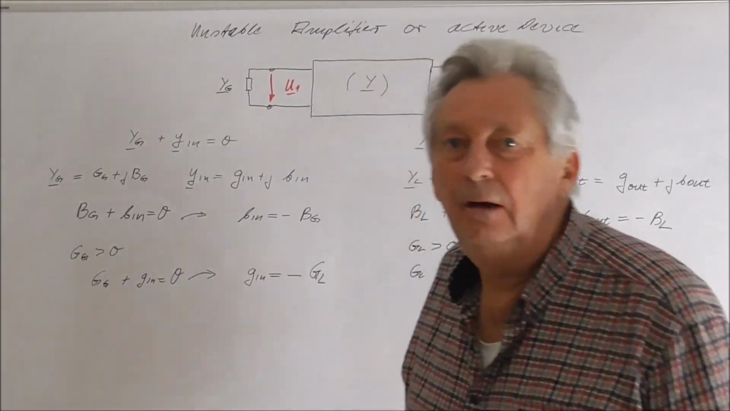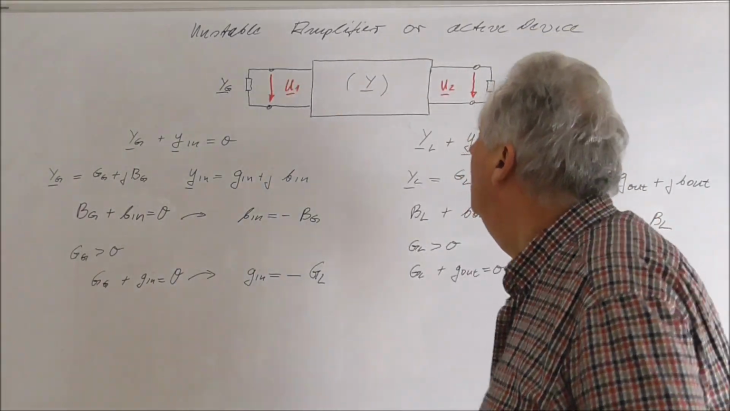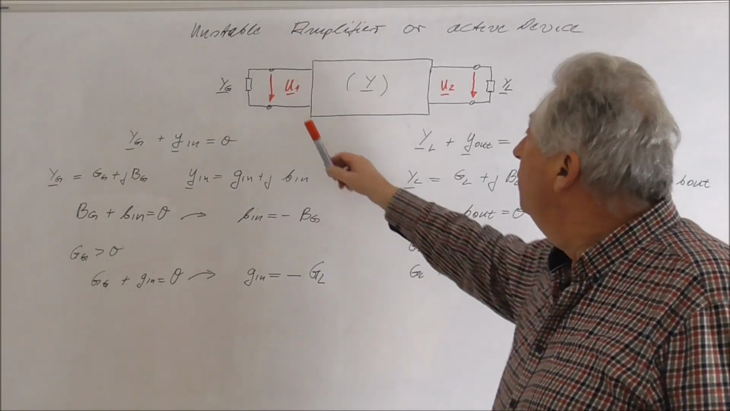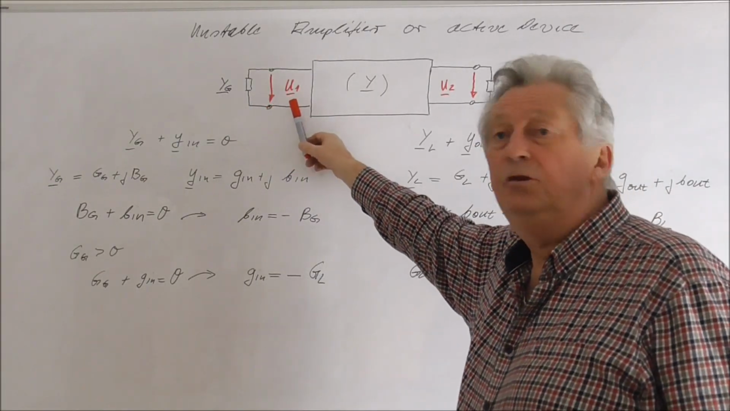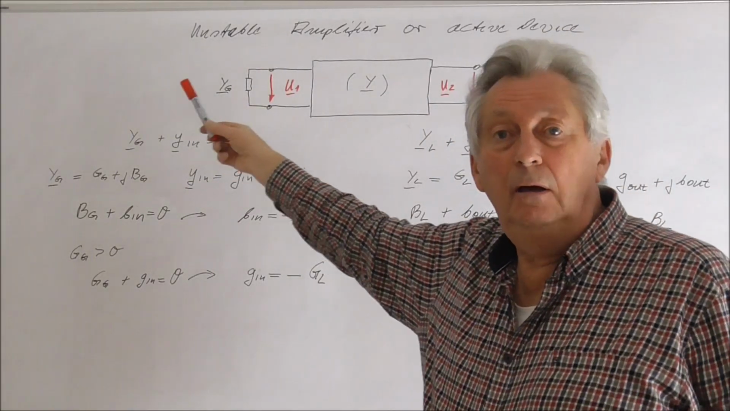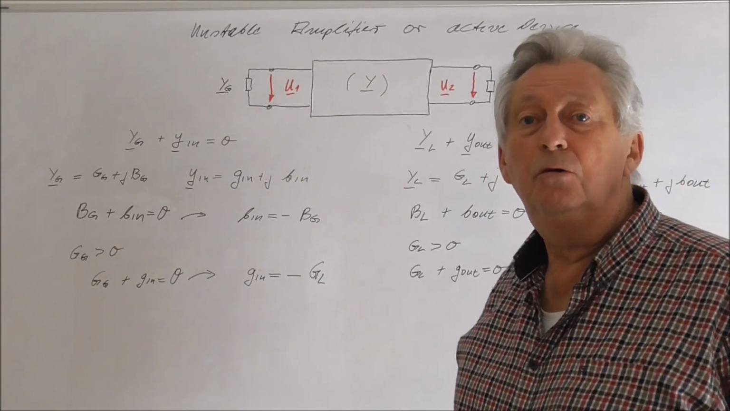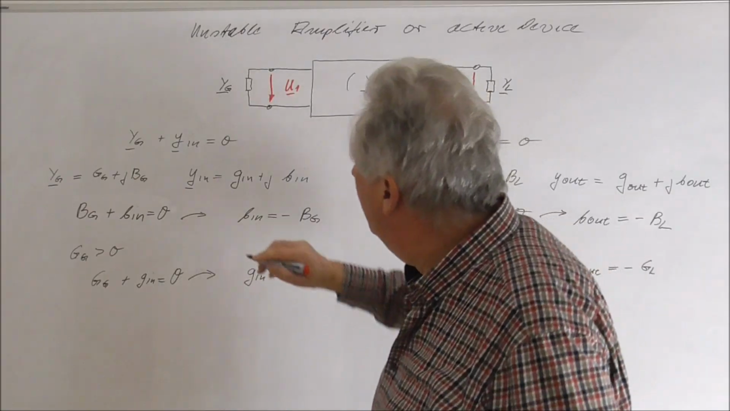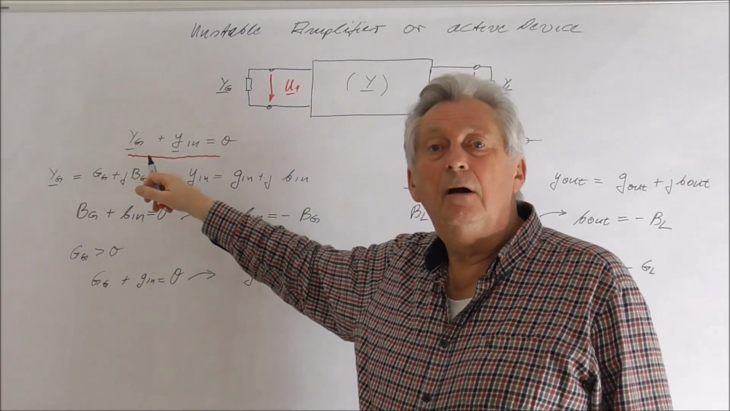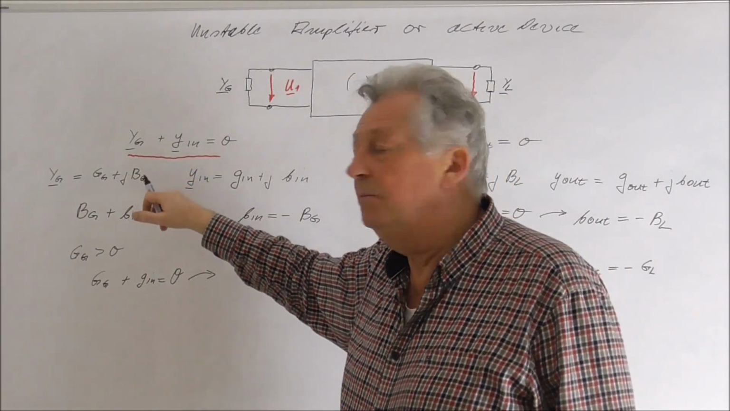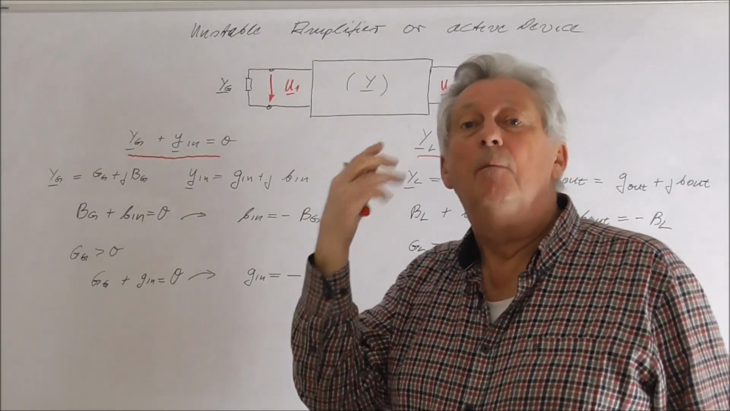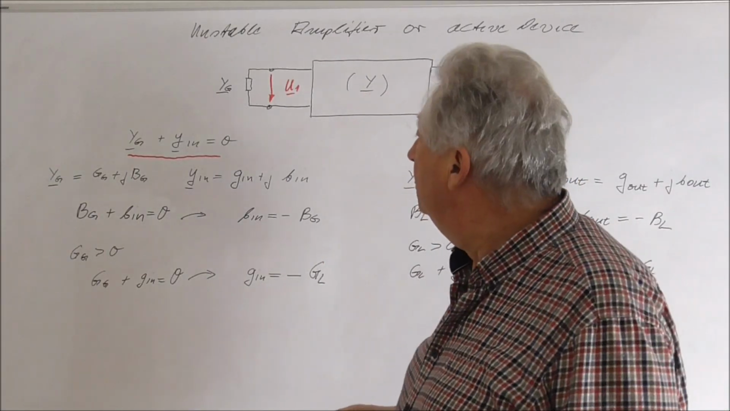Hello together. In the last lecture we discussed the unstable amplifier or an active device, and we discussed under which circumstances the voltages U1 and U2 can exist without any voltage which we feed as a signal into our amplifier. And we found this equation that the total admittance at the input must be zero, and also that the total admittance at the output must be zero, and both equations must be fulfilled at the same time.